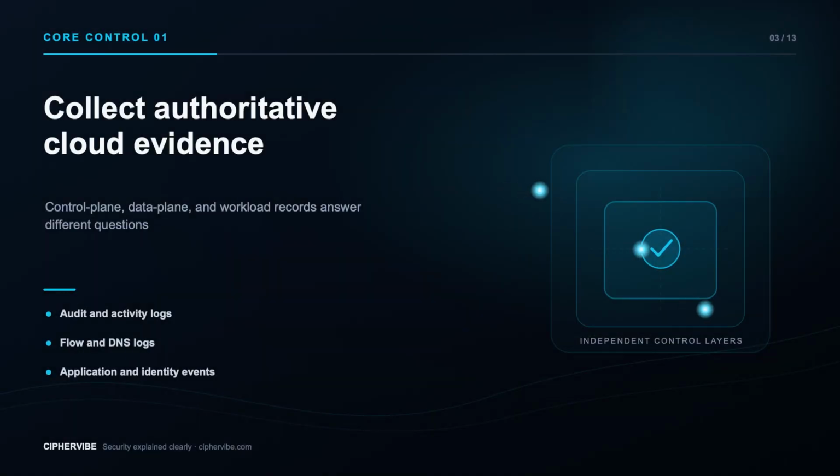The first building block is collect authoritative cloud evidence. Enable organization-wide cloud audit or activity logs, network flow and DNS logs where appropriate, identity provider records, workload telemetry, and sensitive data service events. Document what each source proves, its latency, retention, regional coverage, and owner.